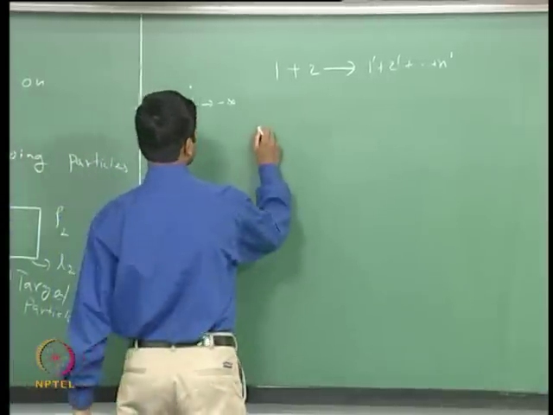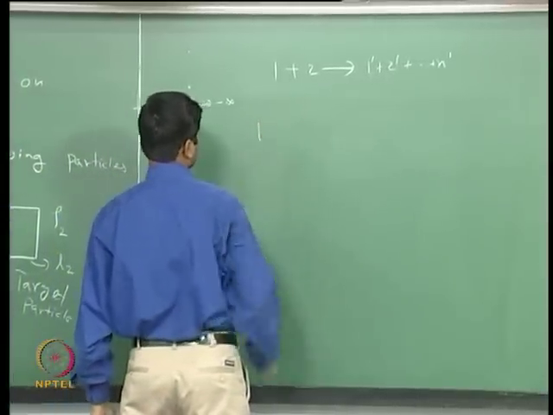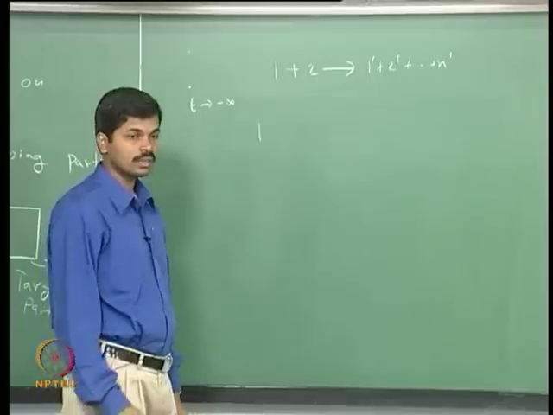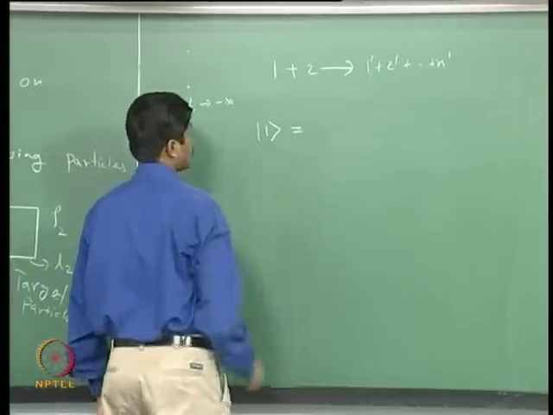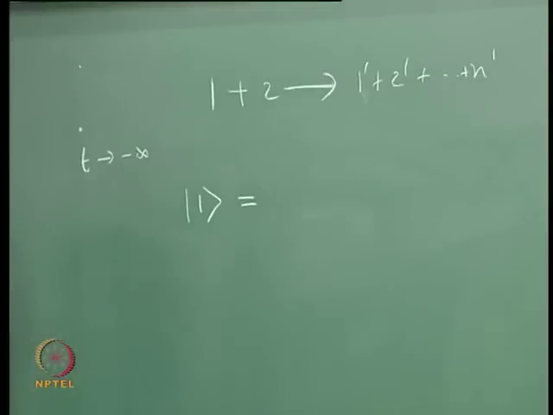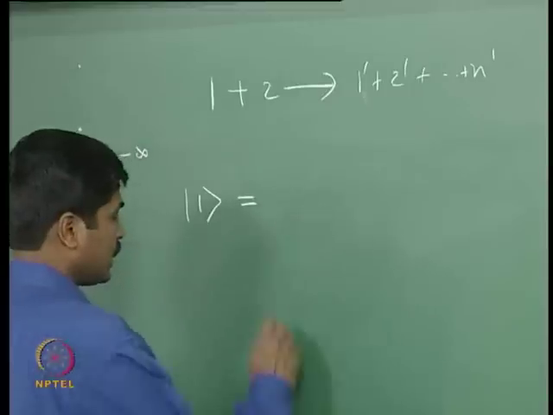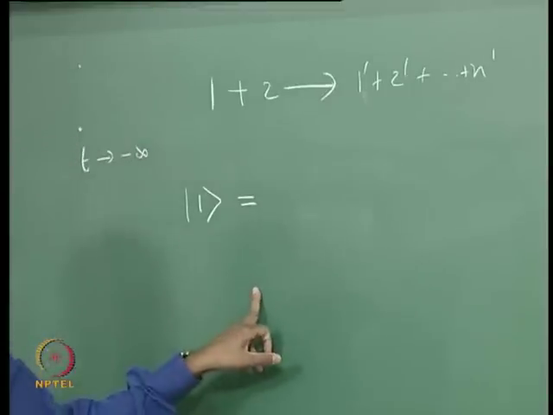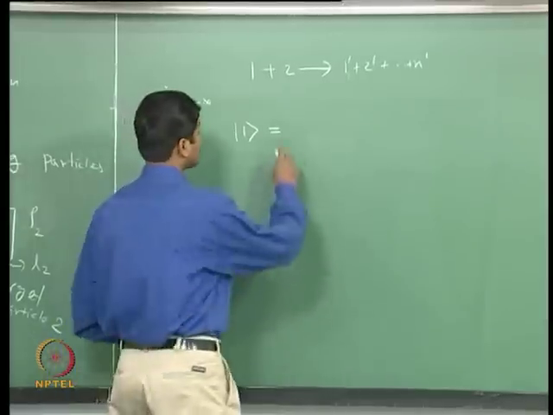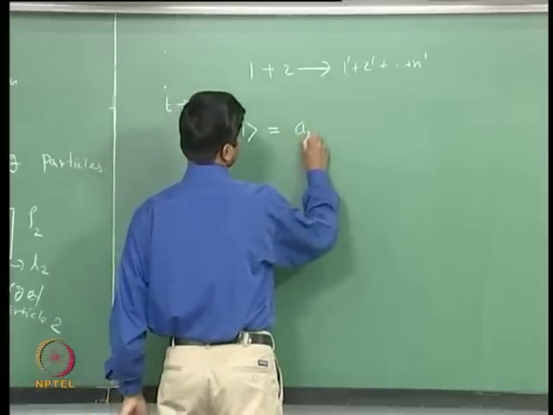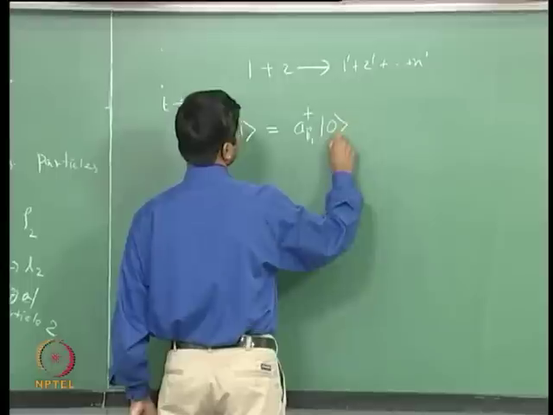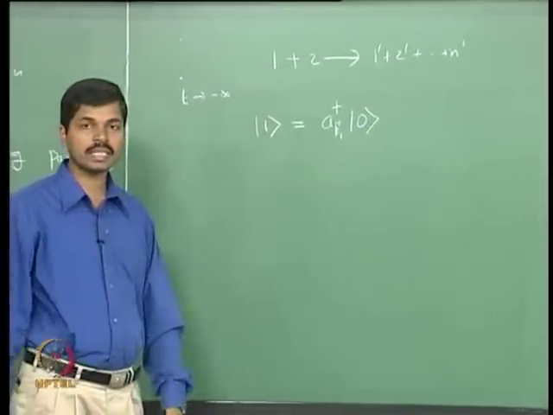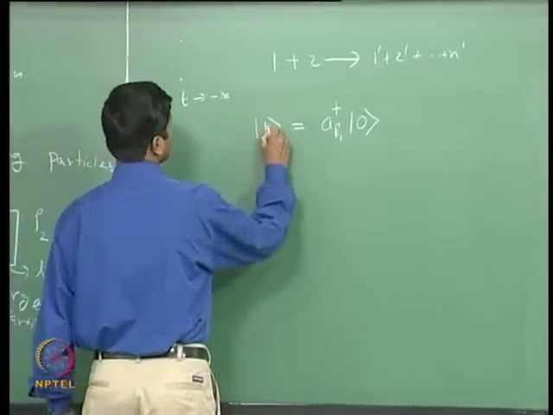So, essentially let us try to construct the wave packet for particle 1, which I will denote as |1>. Normally if it is a free particle, and the particle is an eigenstate of the momentum, then this is just, let us say, a_{k1} dagger acting on the vacuum. This is a one particle state with a definite momentum k1.